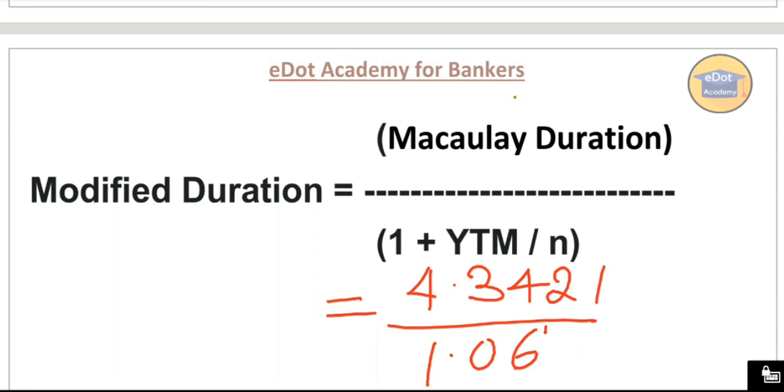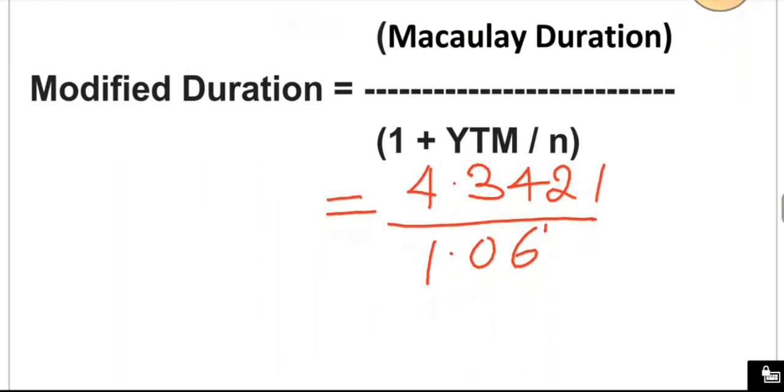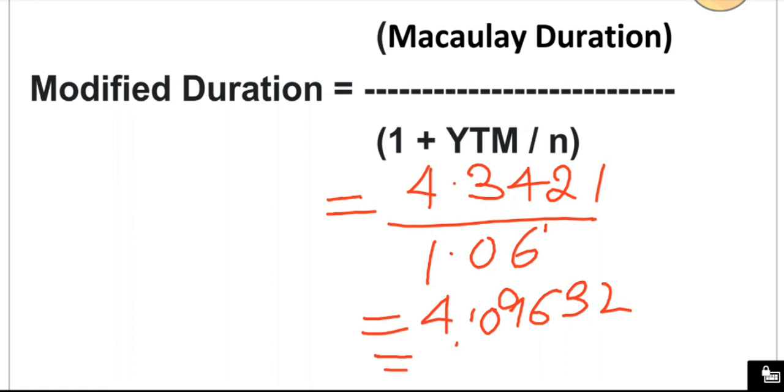So I'll divide this value. You also use the calculator so that you can get confidence in how to do the calculation. I am also using a calculator. After calculation, the value we got is 4.096, precisely 4.09632. Okay, so we can round it off. You can round it up to here, so I get 4.10.